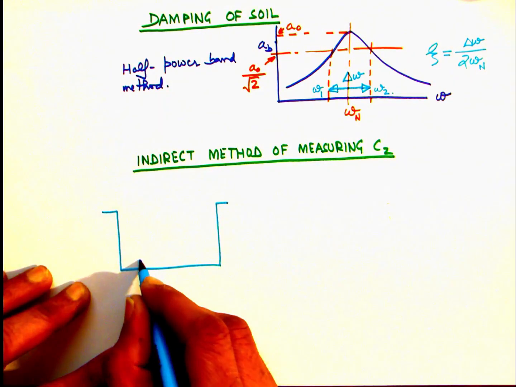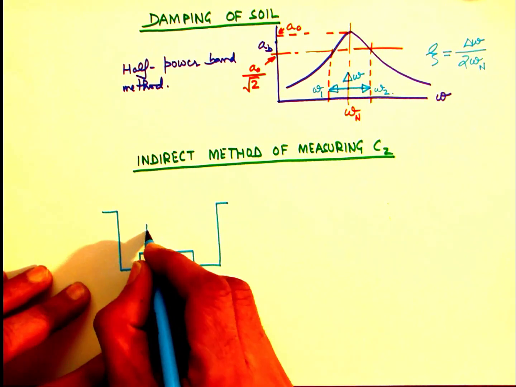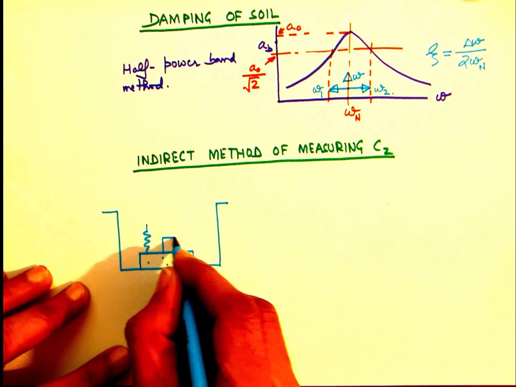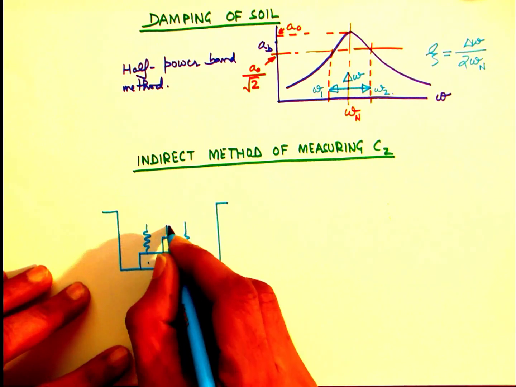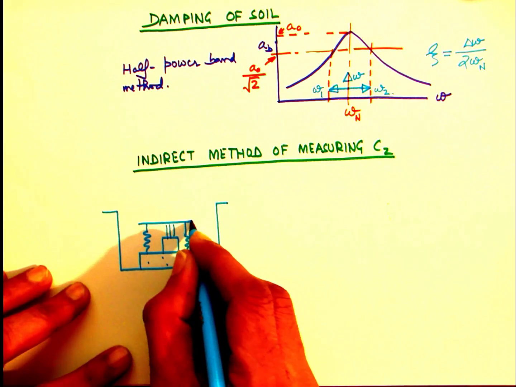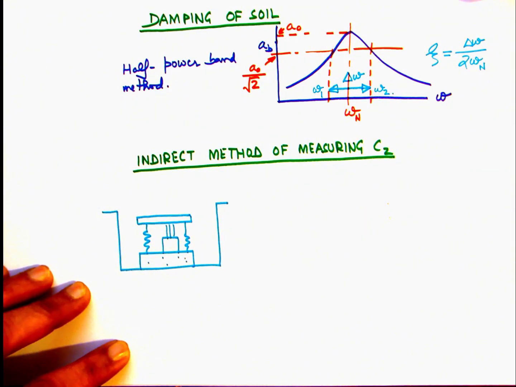So we create the pit and then place the concrete block in the same manner, and after this we set up the shaker system, which could be either the rotor type or the electromagnetic type. So here we are again showing the electromagnetic type only.